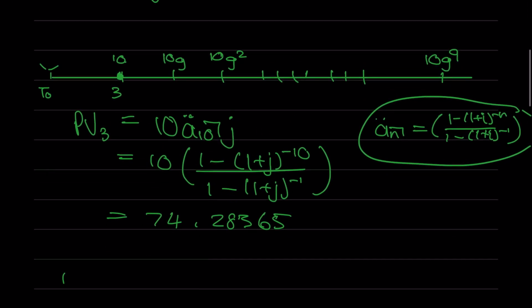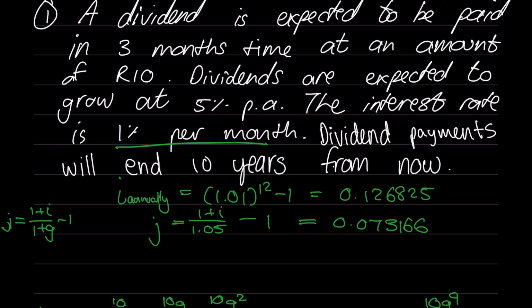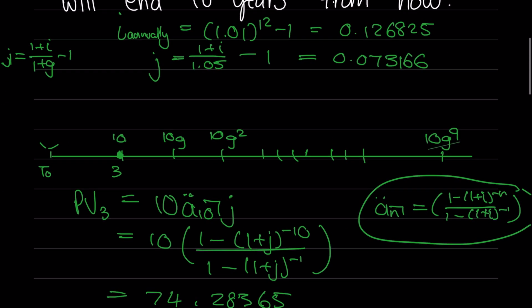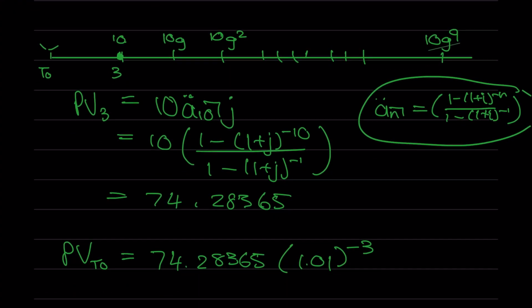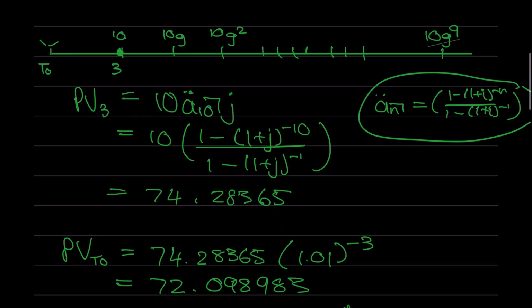To get the present value at time 0, which is the one we want, we're going to take this answer and discount it by the 3 months. I'm using 1.01 because 1% is the monthly interest rate. We can just use that one, unless you want to use the yearly one, but then you wouldn't have negative 3, you'd have negative 1 over 4. Yes. So now pop this in a calculator, and our answer is 72.09. That is our answer for the first question.